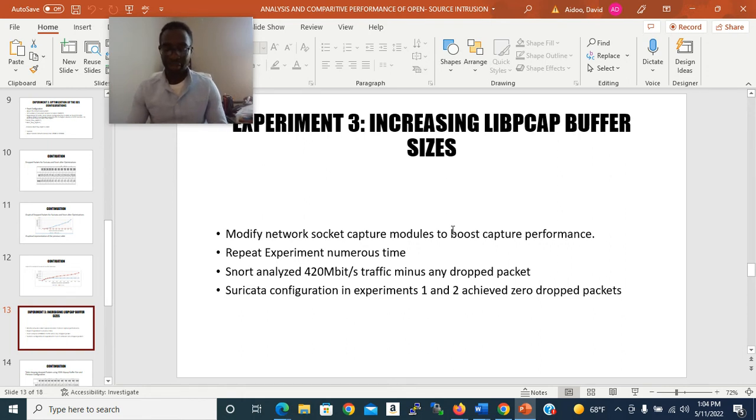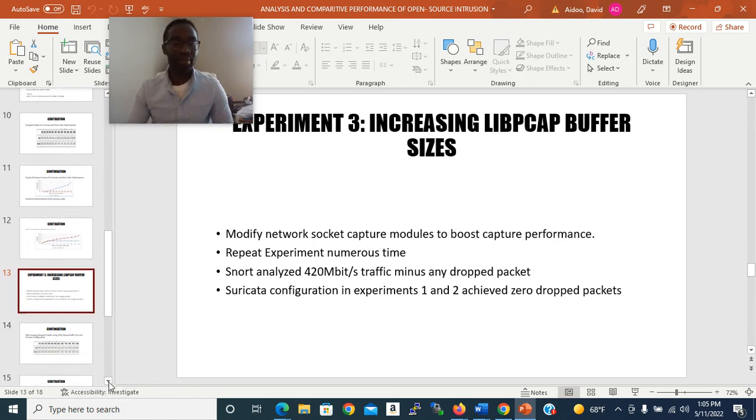For this configuration, I achieved between 5% and 15% fewer dropped packets for Snort than in the previous experiment. The outcome was not stable. So to get a better, more accurate result, I had to do the experiment over and over again. And this was my way of getting accuracy. Also, the next slide will explain it better.